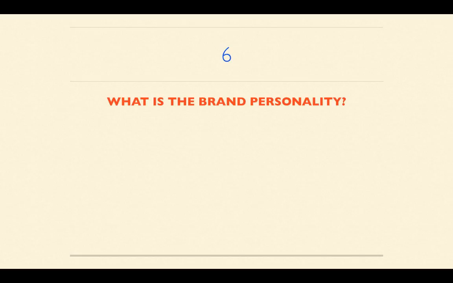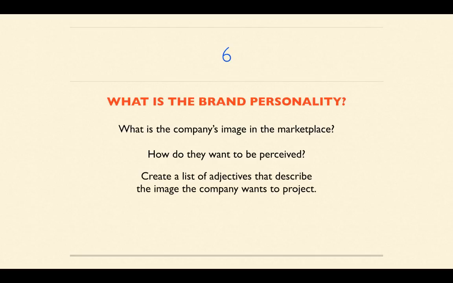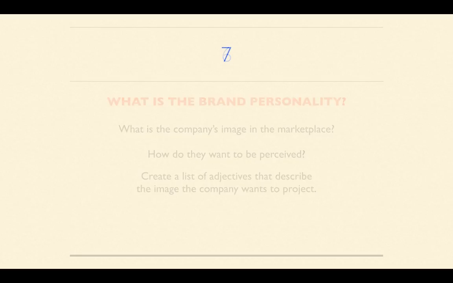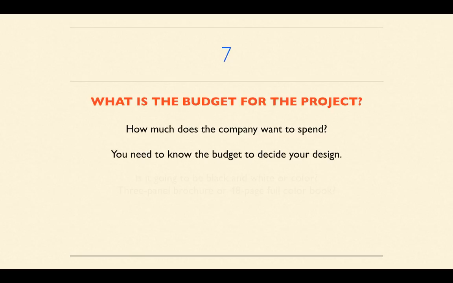What is the brand's personality? What is the company's image in the marketplace? How do they want to be perceived? Create a list of adjectives that describe the image the company wants to project. It's a big help. We use that a lot. What is the budget for the project? How much does the company want to spend? You need to know the budget to decide your design.